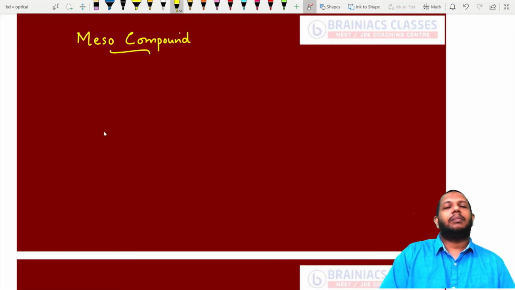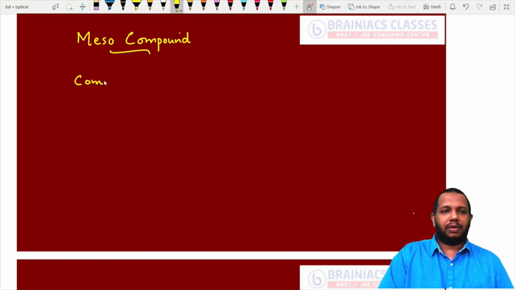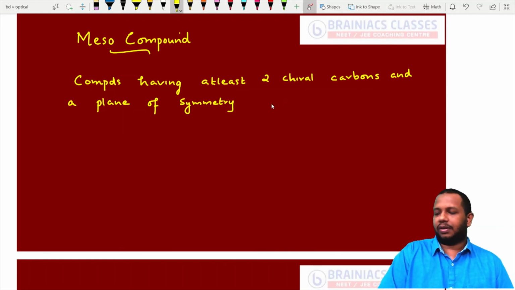Meso compound. So for a meso compound, please write down the definition: compounds having at least two chiral carbons and a plane of symmetry. Two chiral carbons and a plane of symmetry, very, very important. Compounds with at least two chiral carbons and a plane of symmetry are called meso compounds.